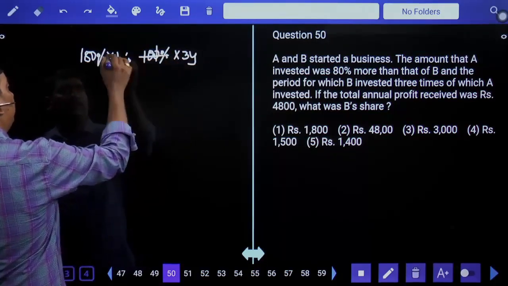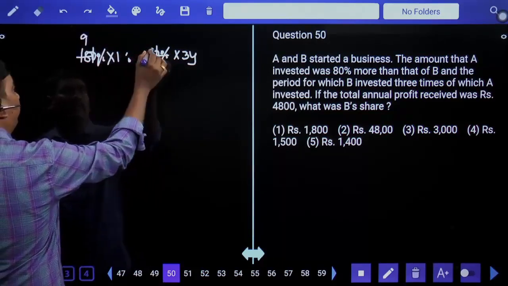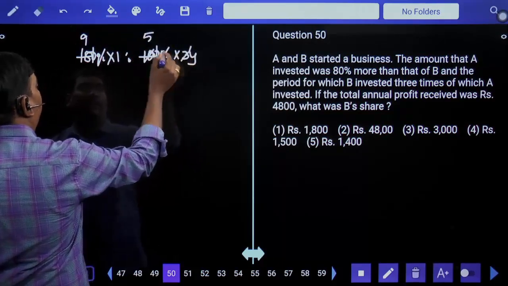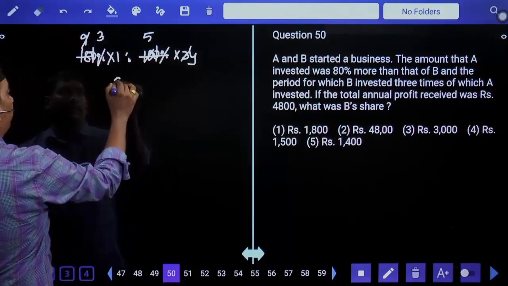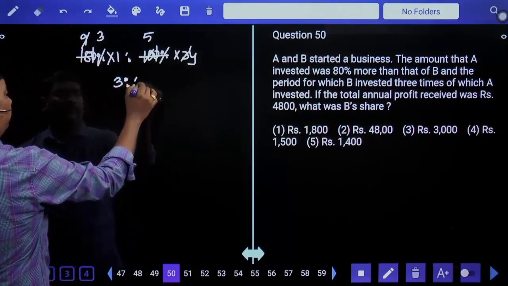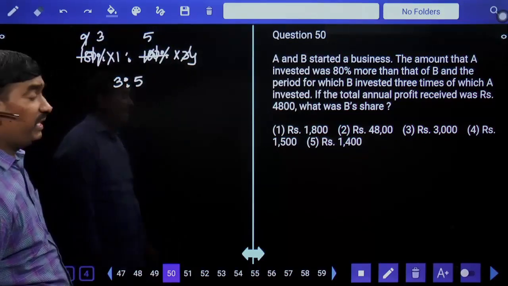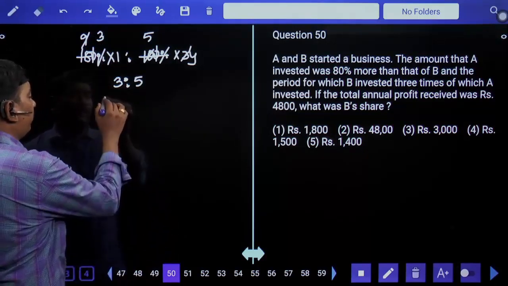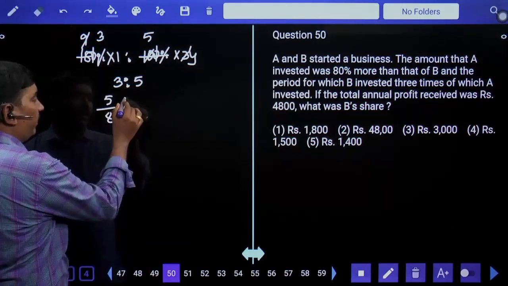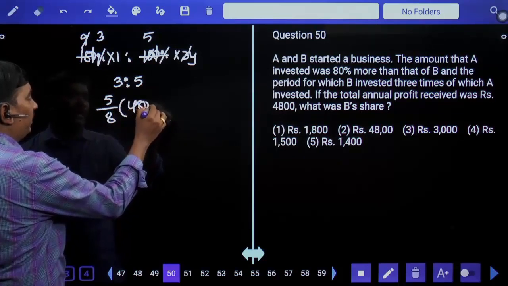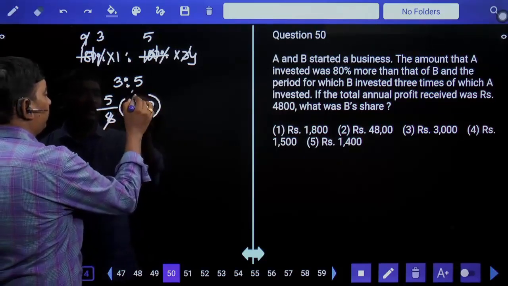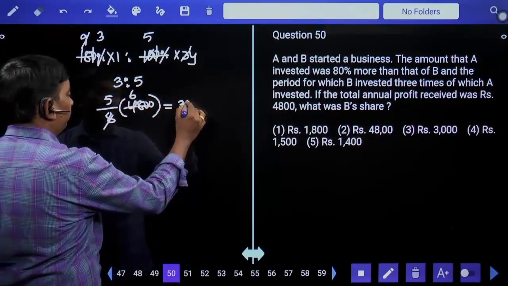100, 200 will get cancelled. 2 9s are 18, 2 5s are 10. 3 1 time 3, 3 times. Profit ratio 3:5. 3 plus 5, 8 parts. Share of B is 5 out of 8. 5 by 8 into 4,800. Nothing but 3,000 is your answer.